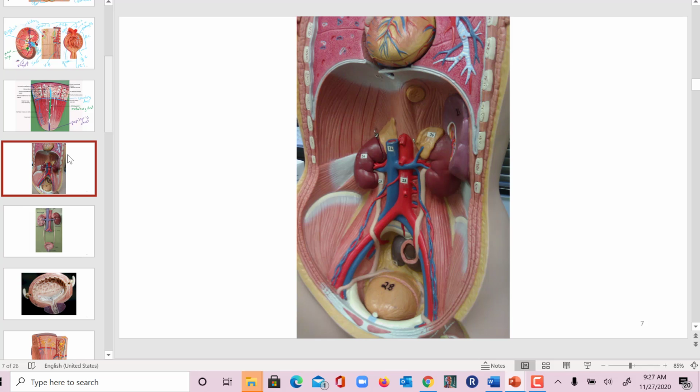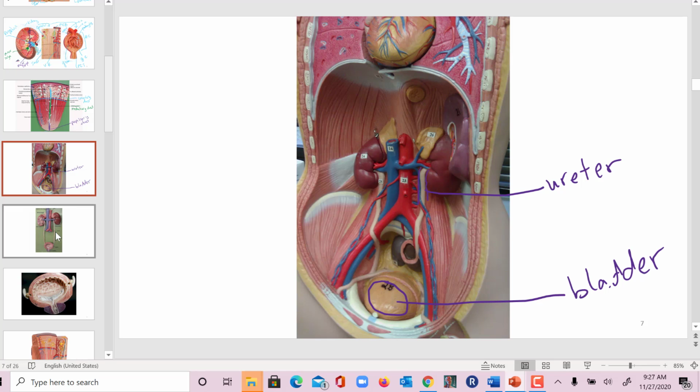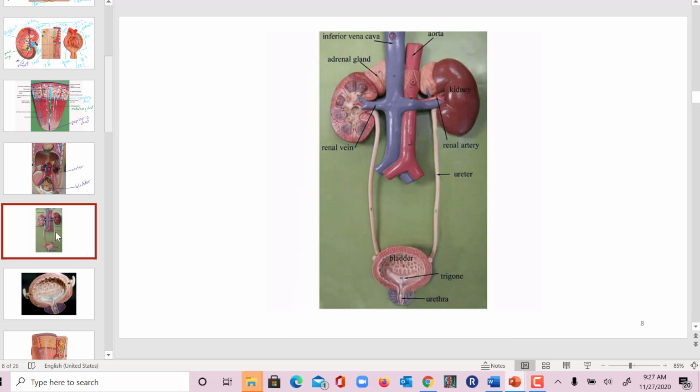Here is our abdominal muscle, and we can see this cream structure here. That's the ureter. And then down here, we can see it leading to the bladder. Here is another model showing you the renal system. We can see the kidney. We can see on top of it the adrenal gland. Everything that's labeled here is correct. We can see our renal pyramids. We can see the renal cortex.